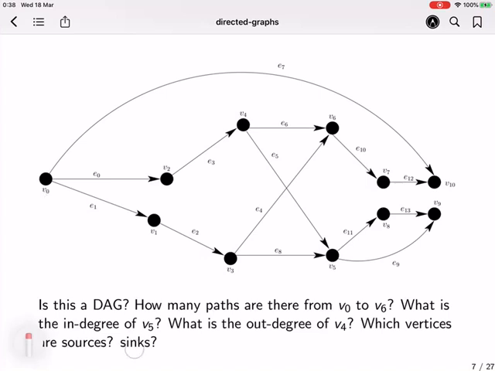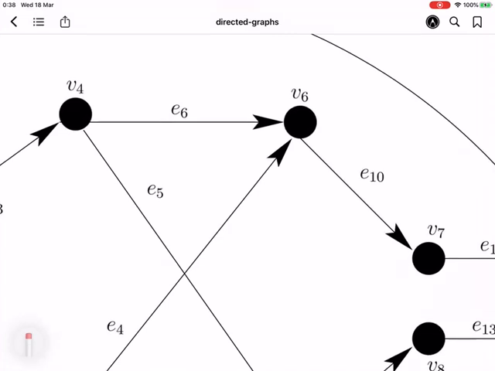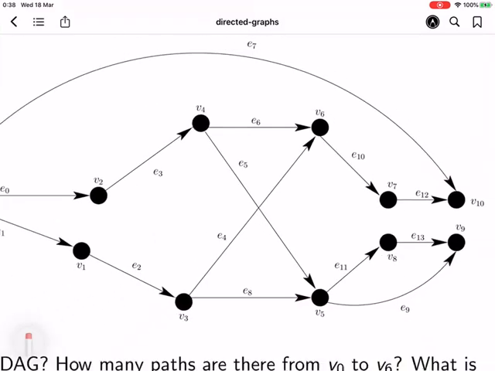What about sinks? Do we have sinks in this graph? We're looking for vertices that no edge emanates from. For example, if I look at V6, I see that there is an edge which emanates from V6. This would be E10. So V6 is not a sink.